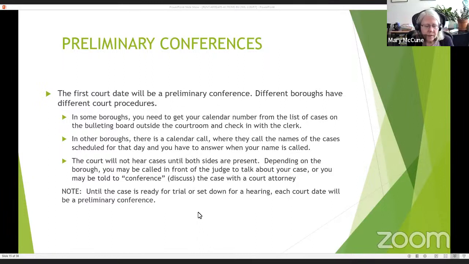And generally in Manhattan, you talk to a judge. I think that's true in a lot of the boroughs, but I think sometimes the judges delegate and they have you talk to an assistant who is called the court attorney, and they work for the court. They're not there to represent you, but they're there to sort of act in place of the judge during preliminary conversations. Cases are frequently adjourned when they're still in this preliminary conference category. So you may have multiple dates that are called preliminary conferences.